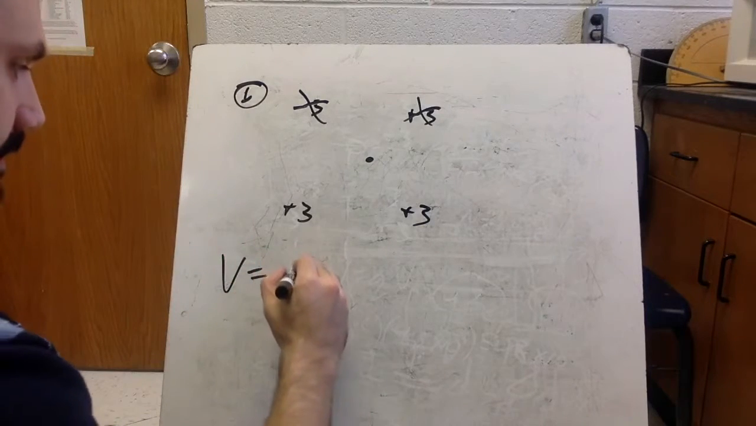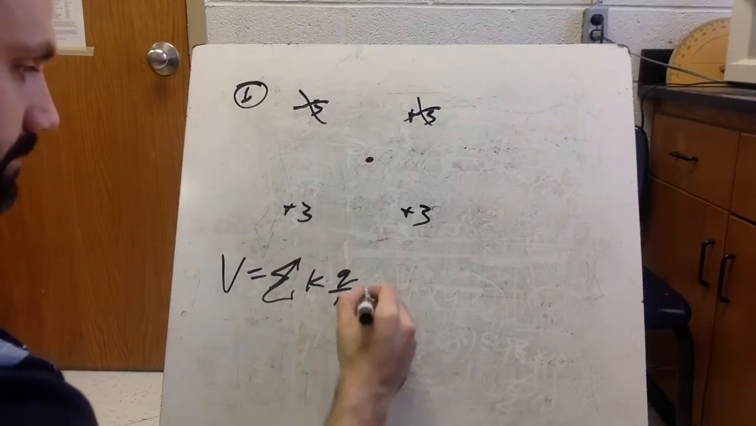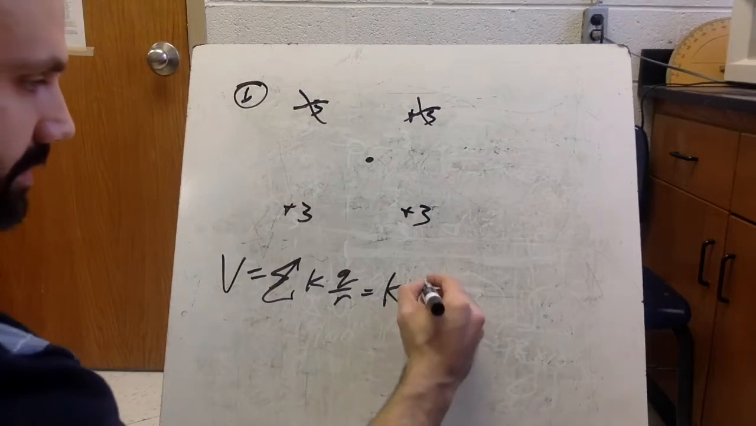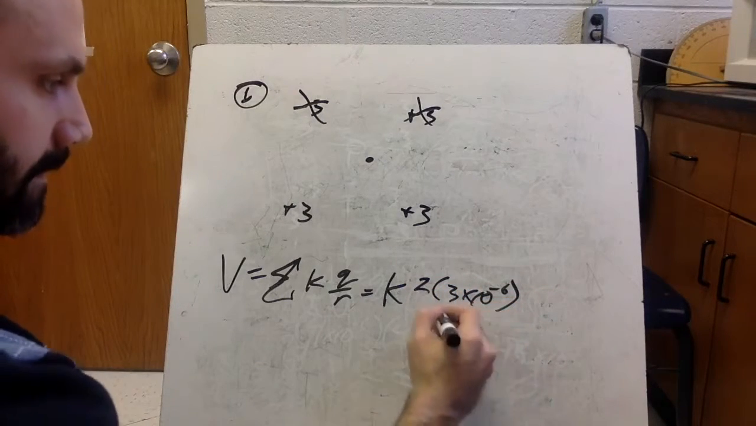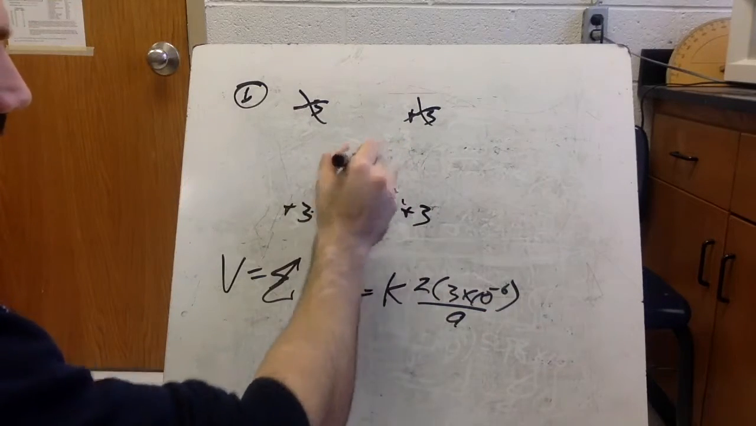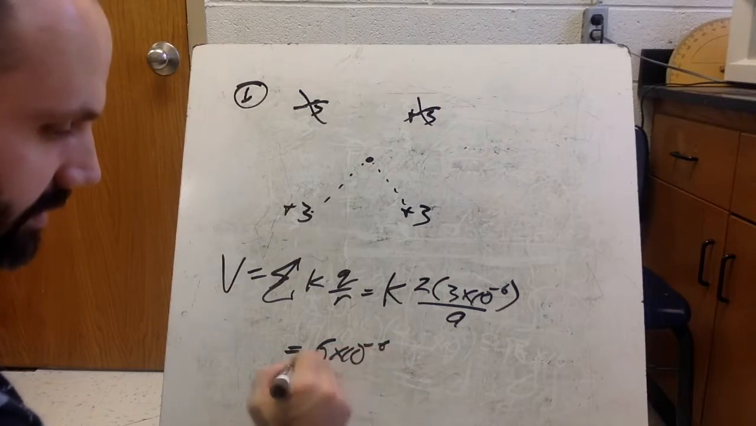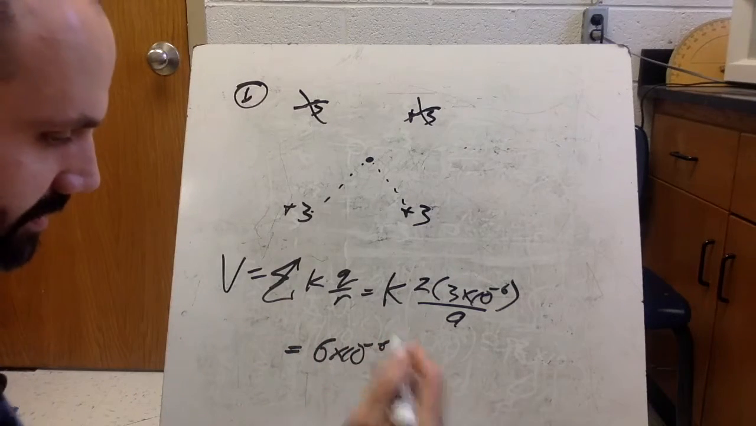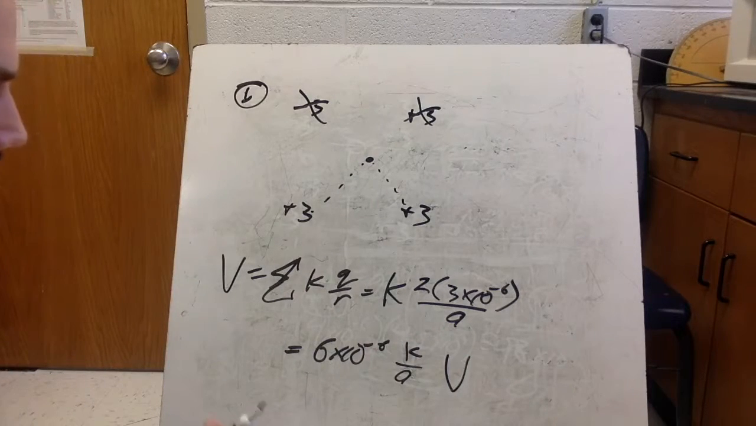V is the sum of KQ over R. So I've got K, the net charge around, there are two of these, right? So 2 times 3 times 10 to the negative 6 over A, where A is the distance from the center to the corner. And so this ends up being 6 times 10 to the negative 6th K over A, where K is Coulomb's constant and A is that distance which we don't know. And then the unit, of course, is in volts. All right, so that's the answer to B.